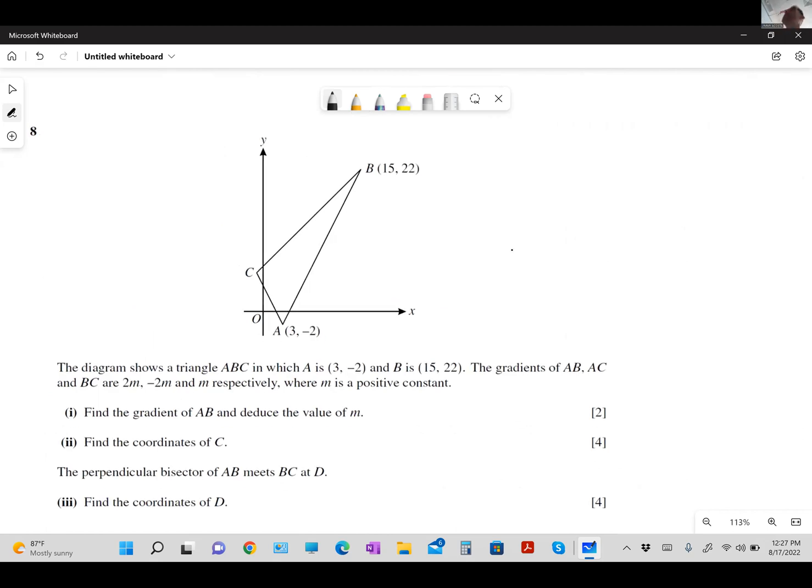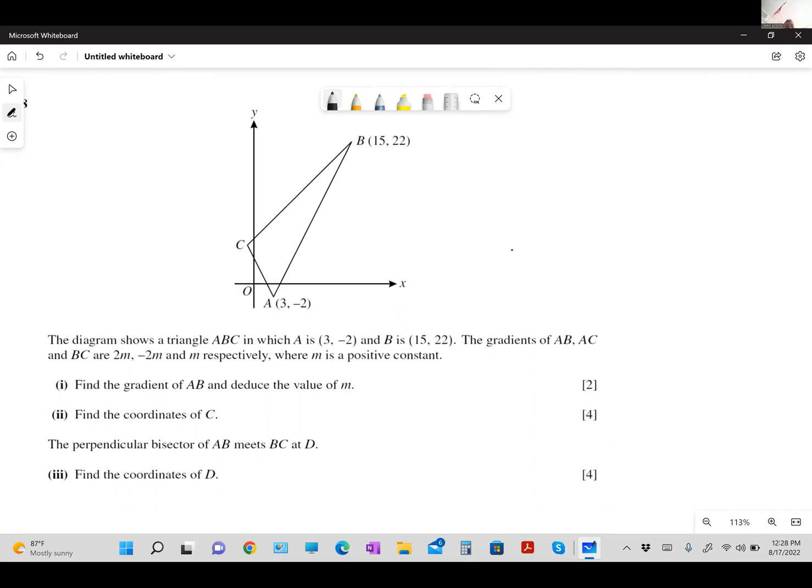Okay, so here we go. Let's take a look at this question together. You haven't seen it because I haven't shown it to you, but there it is. Let me zoom in a little bit more. Obviously, we're not there yet. This is unfair, but it's the first day of school. It says that the diagram shows a triangle ABC, in which A is (3, -2) and B is (15, 22).